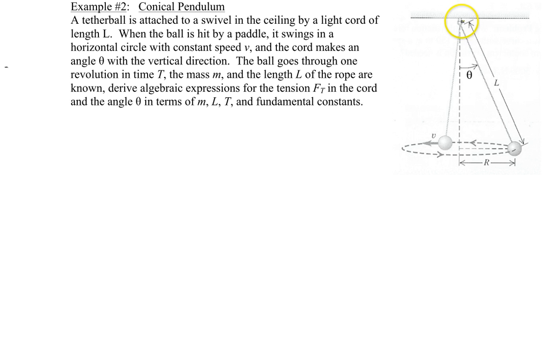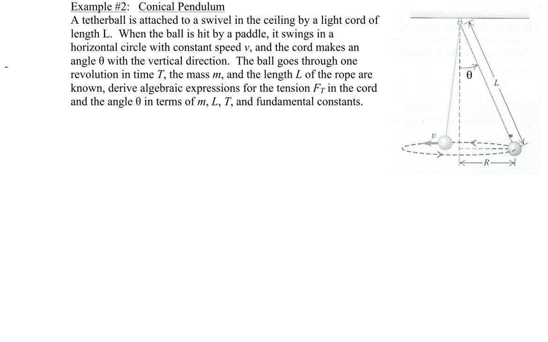It's just basically a string and a ball attached to it, and the ball is whirling around in this cone-like fashion. So it's moving in a circle, but if you can see this three-dimensional view, it makes a nice cone, which we call a conical pendulum. It's a special type of pendulum.